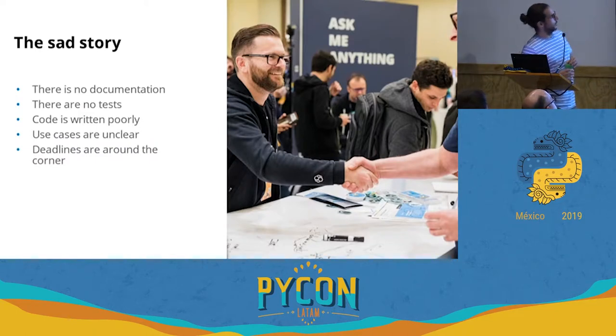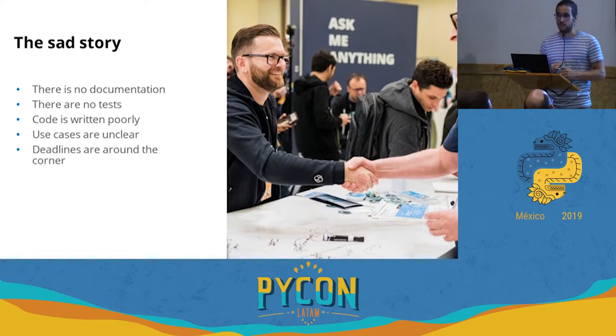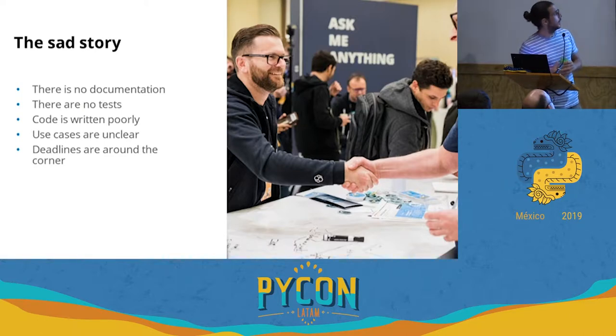All right, the sad story. The sad story is that there is no documentation, right? You get to a project and the project doesn't have any documentation, doesn't have any tests. The guy just wrote code and ran it in production, no tests, there's no need to test, he trusts himself or herself way too much.